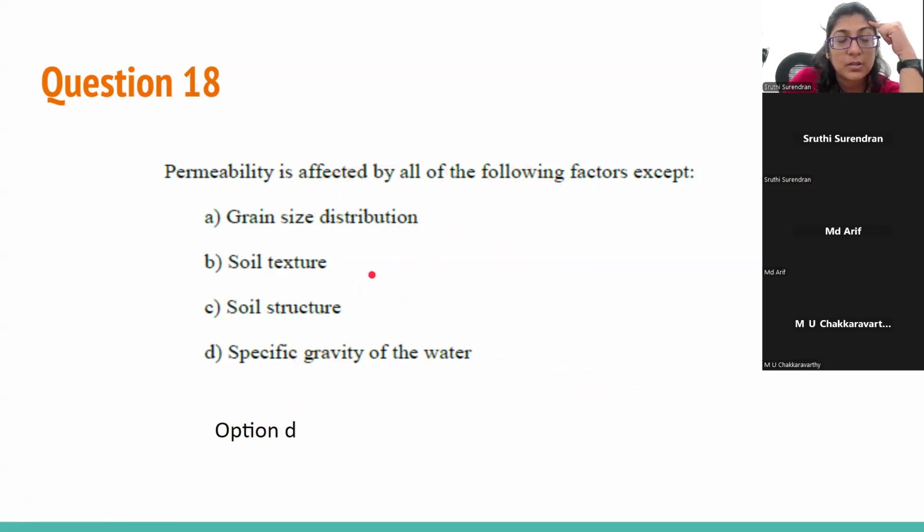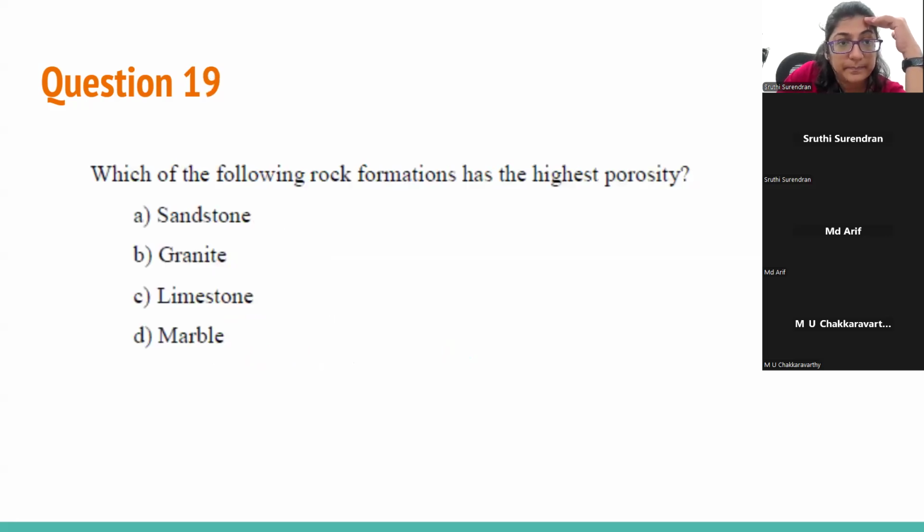So let me just look into this question once more, because permeability is also a factor of specific gravity of water. So I don't know how this option would be right. Let me check into this question, and then I will modify it accordingly in the slides that I upload. I'm not guaranteeing that this is the correct answer, although that is what is given. We'll move to the next question.